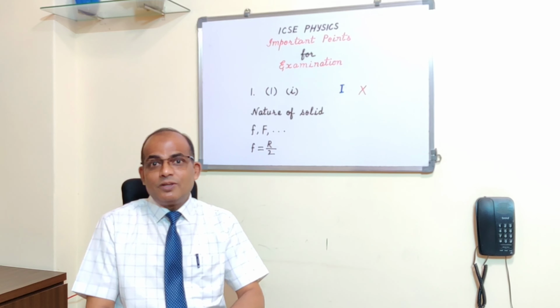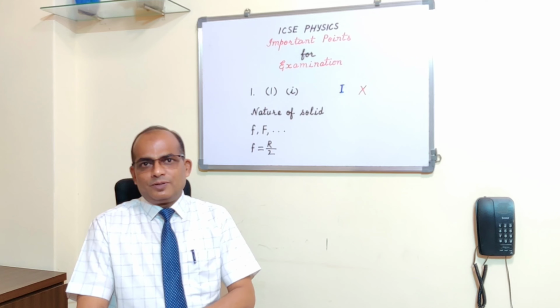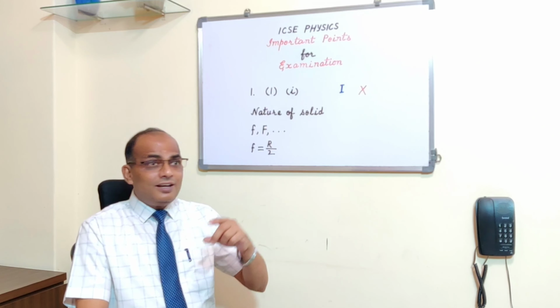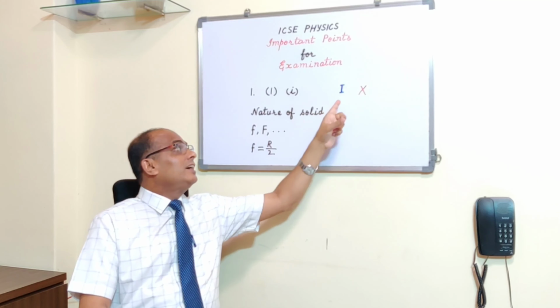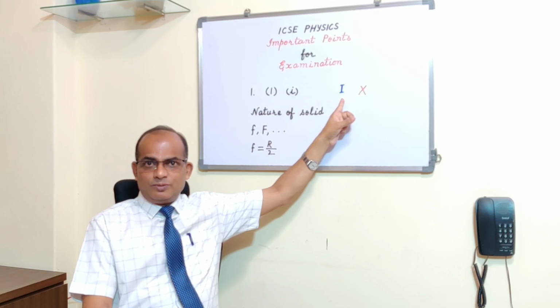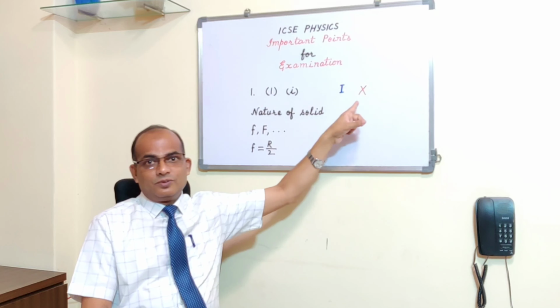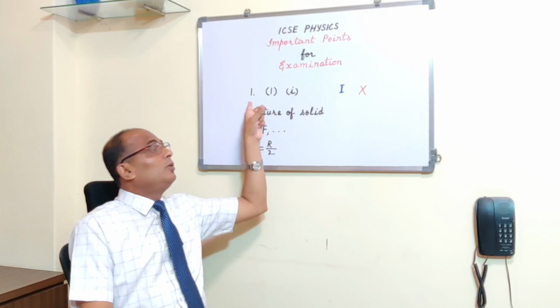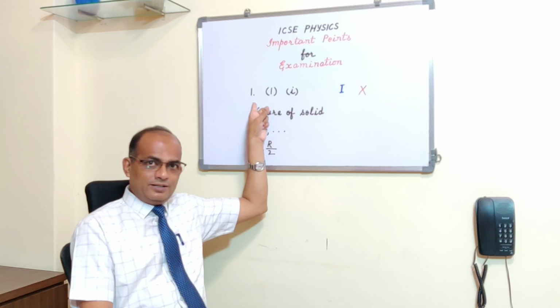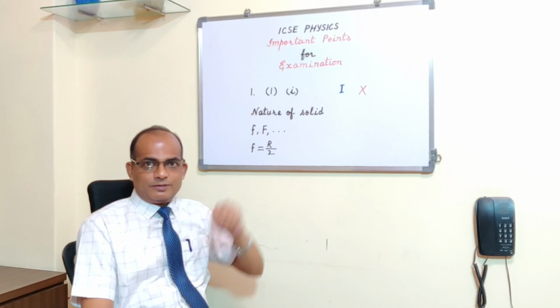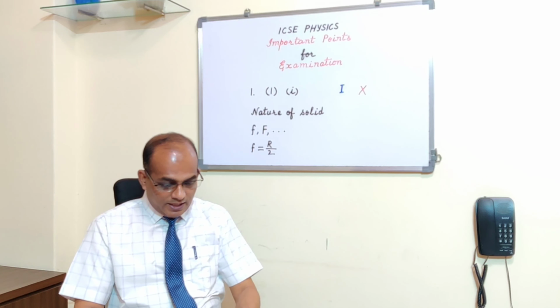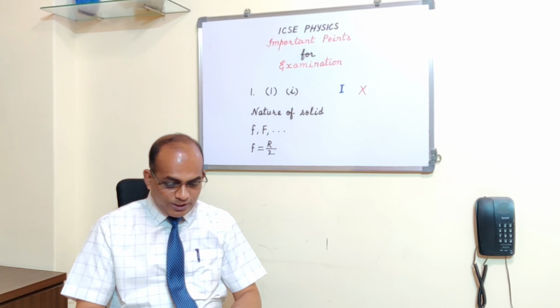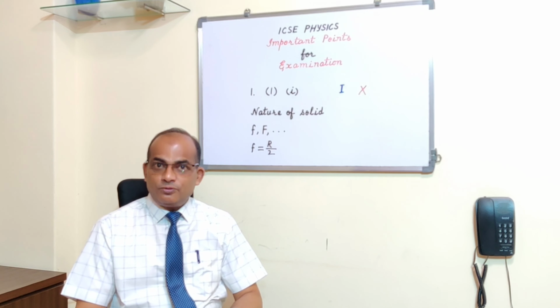What is numbering system? In the question paper, the numbering is in English numeral 1, and some students write like this one in Roman. Please don't do that. Cross. Don't do this. Follow what is given, the numbering system in the question paper. Alright? Fine.